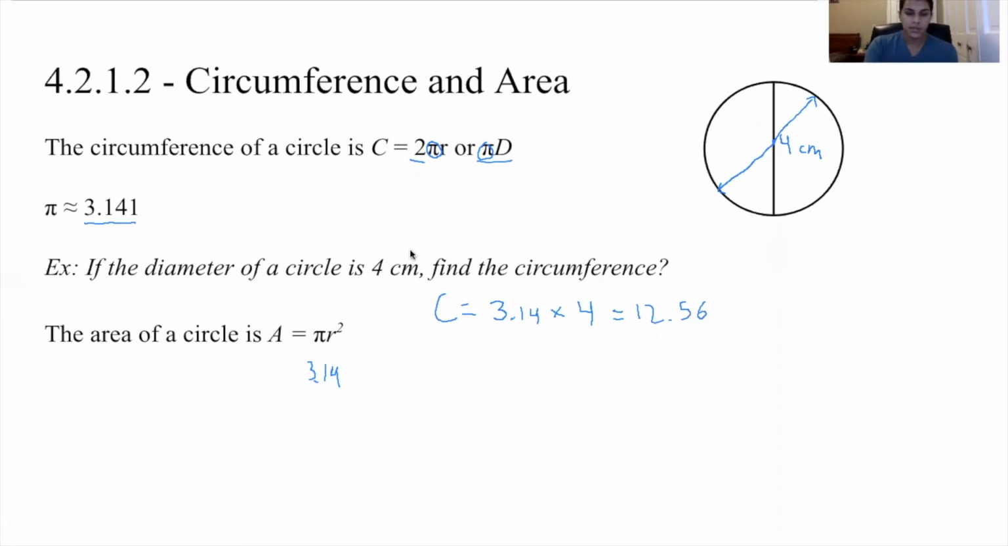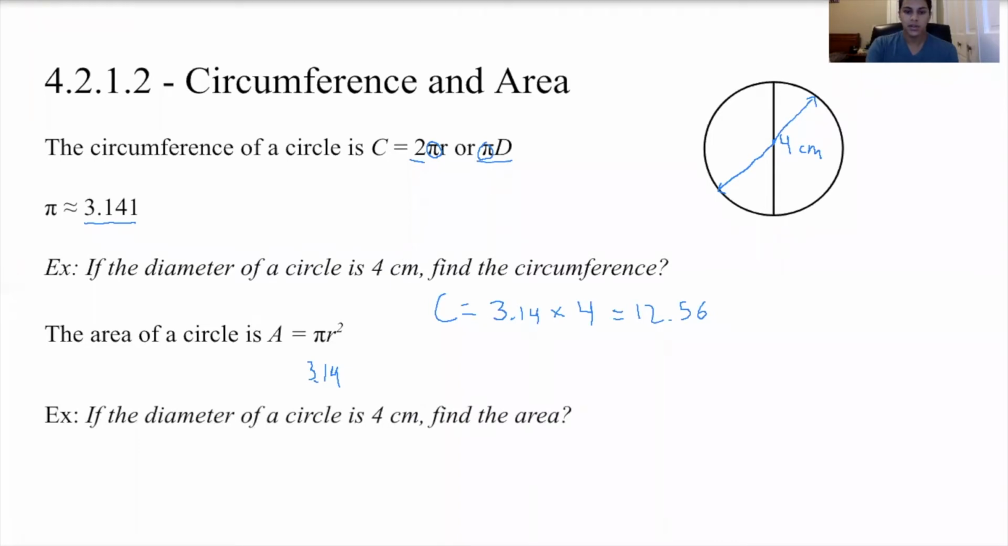So let's do a practice question. This question asks us to find the area of a circle if the diameter is 4 centimeters. It's actually the same question we had up here, except now we just have to find the area. So we know the diameter is 4 centimeters. So the radius of this circle, because we need the radius in order to find the area, is going to be half the diameter, because the radius is always half the length of the diameter in a circle. So if our diameter is 4, then our radius is going to be 2.